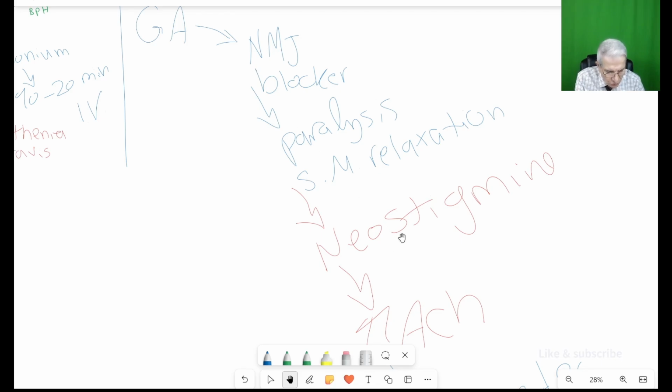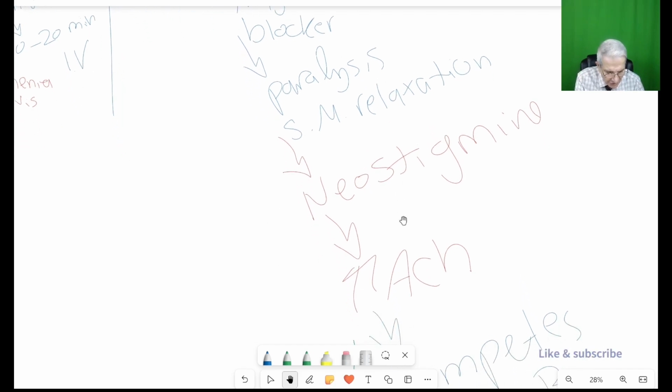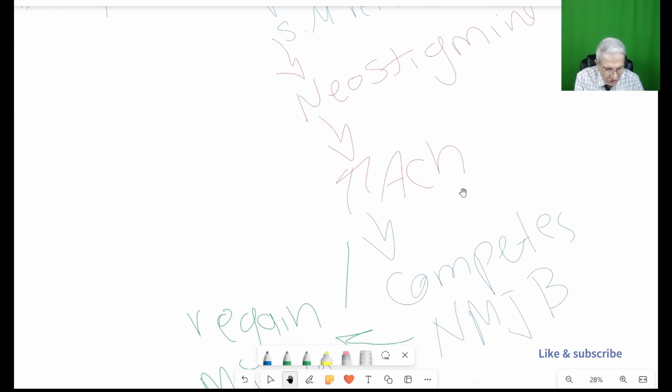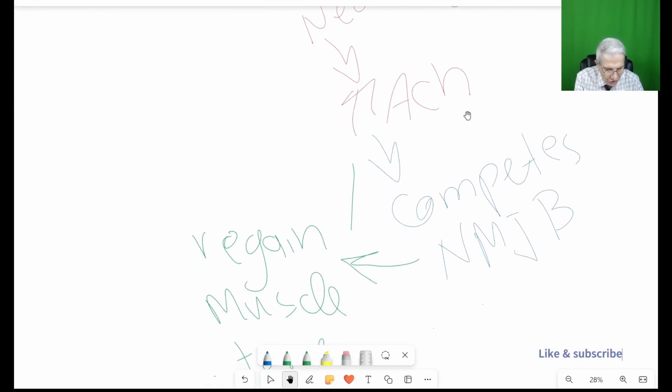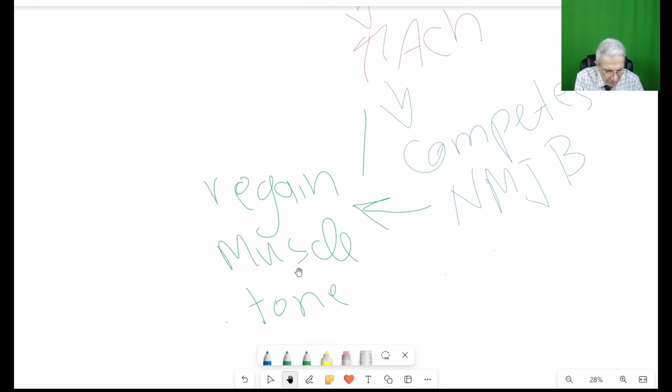As we mentioned, we don't use acetylcholine to reverse the action of neuromuscular blockers. However, we use neostigmine. Neostigmine will lead to an increased level of acetylcholine. We already explained how, because neostigmine inhibits the enzyme responsible for metabolism of acetylcholine. So with increasing levels, acetylcholine in this case will compete with the neuromuscular junction blocker, and the patient will regain muscle tone.